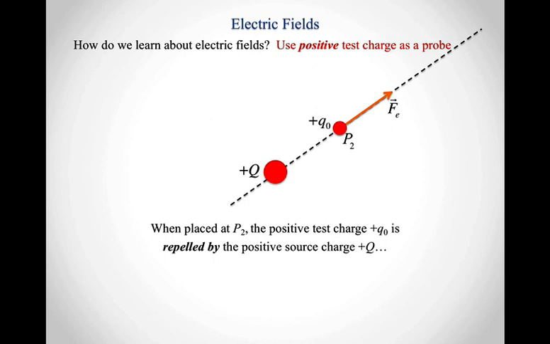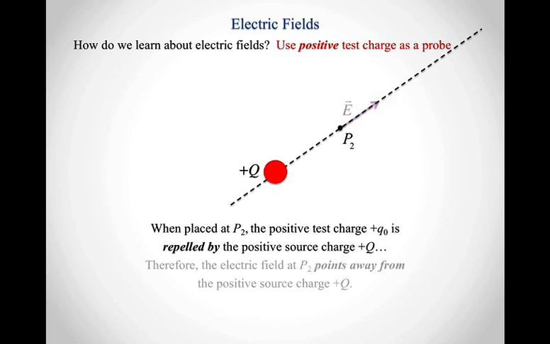The other thing that's going to happen is that because I've moved it closer, the electric force is going to be larger. Since I didn't change the test charge, that means that the electric field must also be larger. So again, here I have a situation where because the electric force exerted on my test charge points away from my source charge, the electric field must also point away from my source charge.